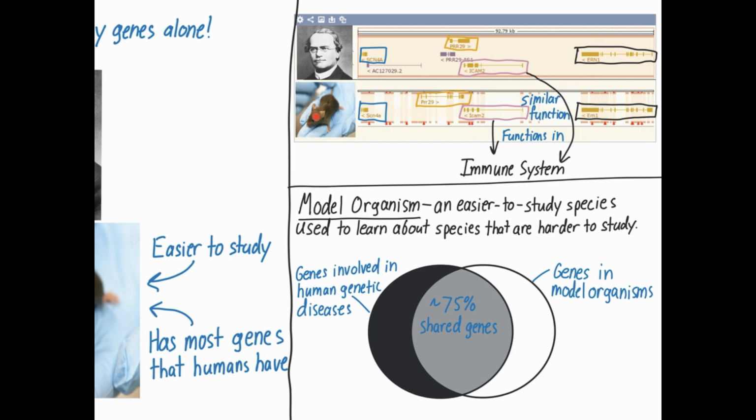The mouse is the model organism with the most genes in common with humans, but other model organisms are very often used to study gene function for other hard-to-study species, or to study specific processes, like cell division, in detail. We'll look at these model organisms next.